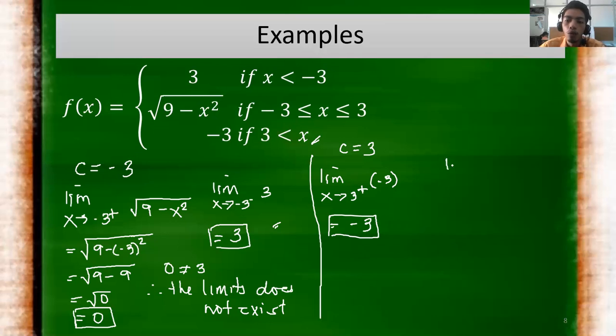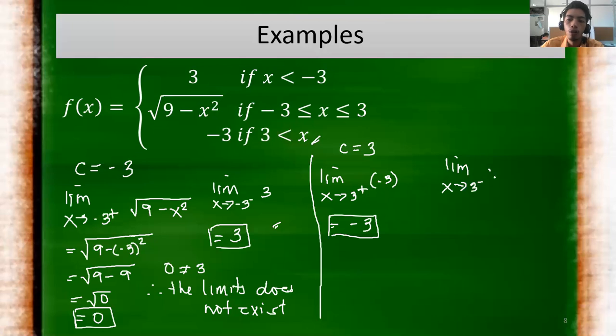Now, we are going to solve for the limit of a function as x approaches 3 from the left. So pag 3 from the left naman, kailangan makita natin yung condition na x less than 3. So kung makikita natin dito sa part na to, yung second function na nag-satisfy ng x less than 3.